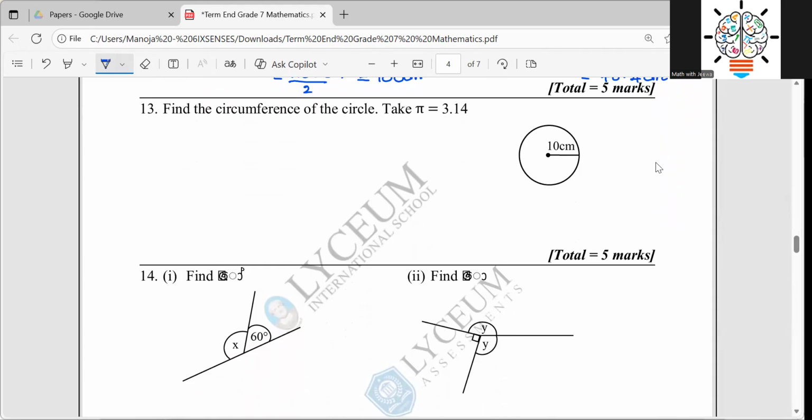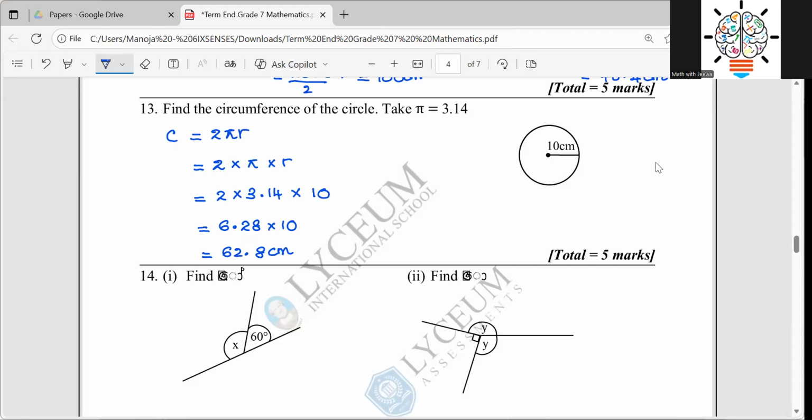And the next one, find the circumference of the circle. So you can write C is equal to 2πR. What does this mean? 2 times π times R. What is the π value they have asked us to take? 3.14, right? And what is the radius? 10. So then 2 times 3.14, what is the answer, children? 6.28 multiplied by 10. The final answer is 62.8 centimeters. Very important, you want to use the units.